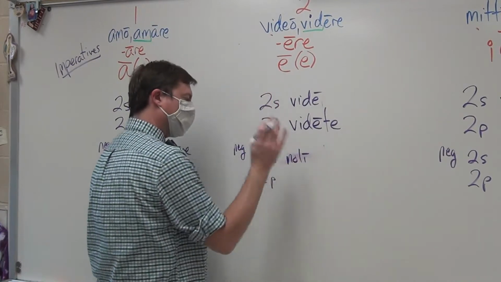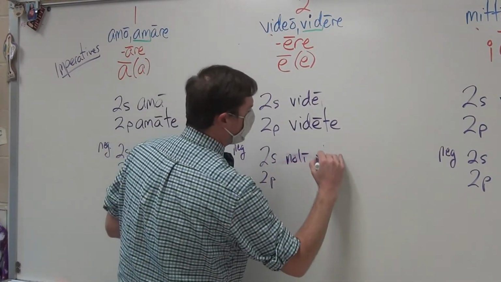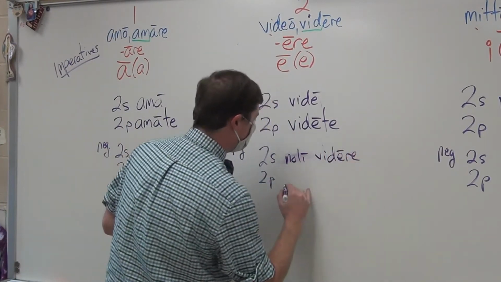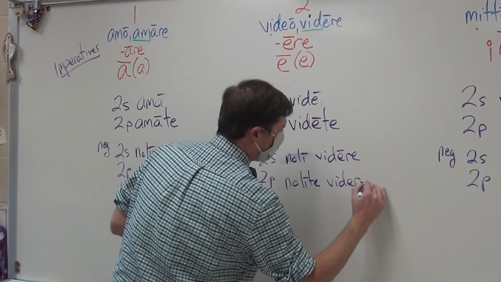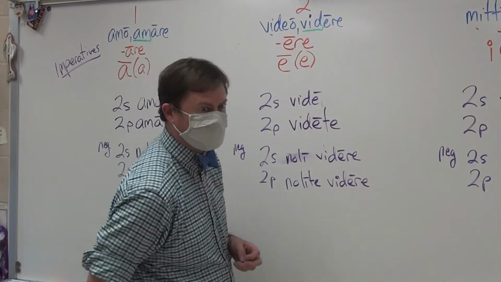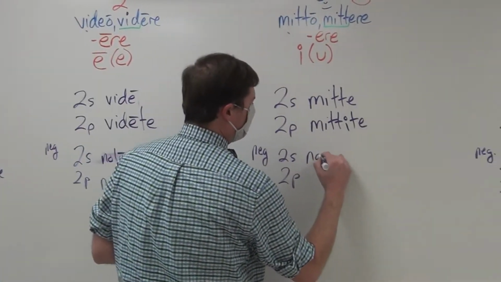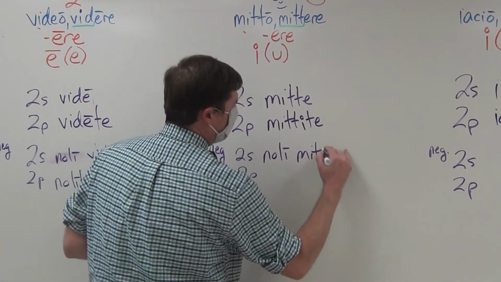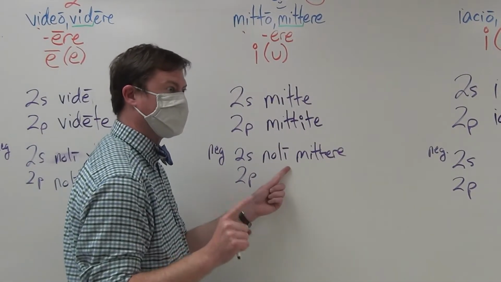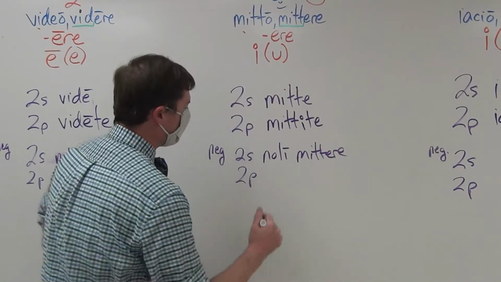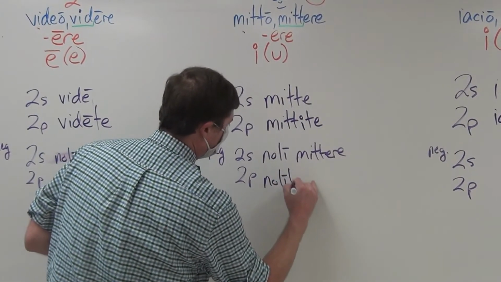Noli, the form of the verb that you put with noli and nolite is the infinitive. Noli videre: don't see, talking to one person. Nolite videre: don't see, talking to many people. Noli mittere: don't send, I'm talking to one person. Don't send me any more junk mail. But I want to talk to all of them, so nolite.